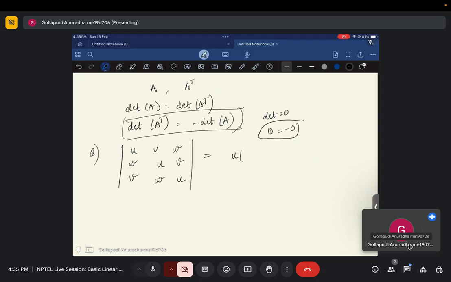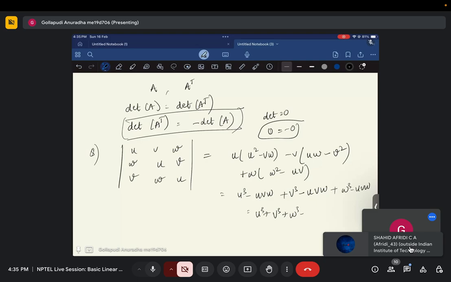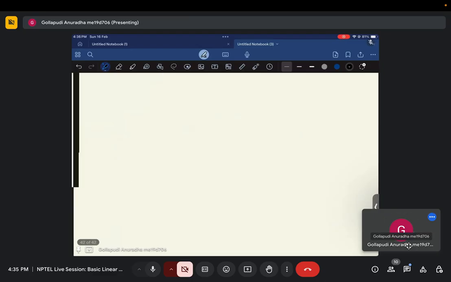That's simply u into u square minus vw, minus v into uv minus v square, plus w into, will give vq minus vq plus. So I hope you can get this. So moving on to the next question.